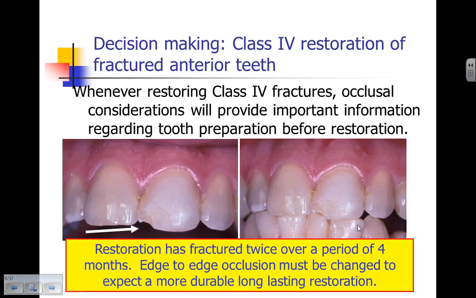Here we're looking at a class 4 composite resin that's been restored and is fractured twice over a period of 4 months. The relative edge-to-edge occlusion must be changed to expect a more durable, long-lasting restoration. Or perhaps the composite's failing not because of occlusion, but because the patient's biting their fingernails, or perhaps they bite into ice or hard candy.